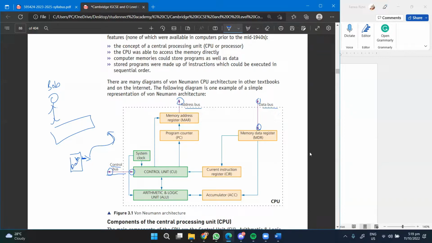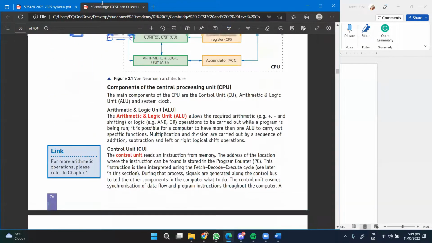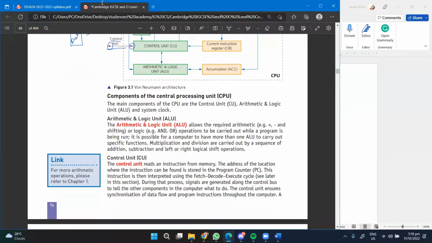Yes. Okay. So these units that we discussed before, we'll look at these in a little more detail. You can make proper notes about these a little later too, just to see the formal definition of it. So here it is that the main components of the CPU are the control unit, ALU, and system clock.